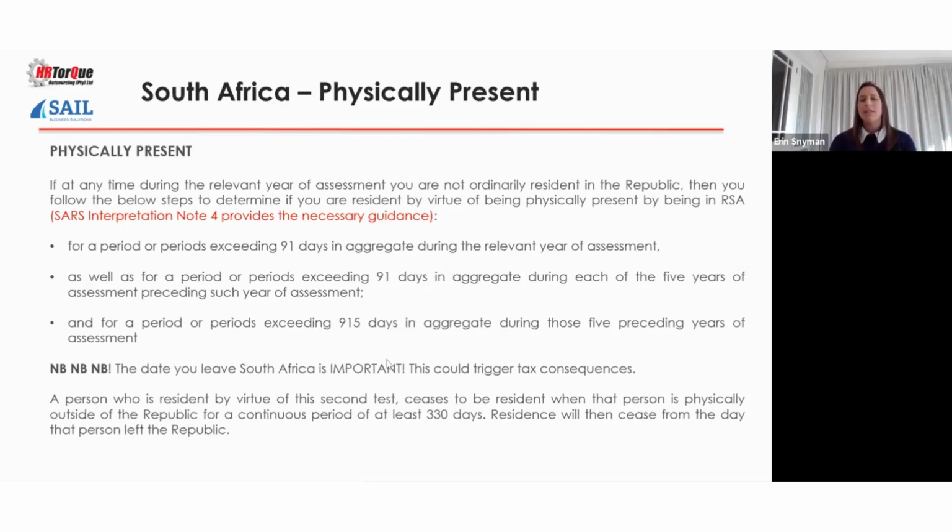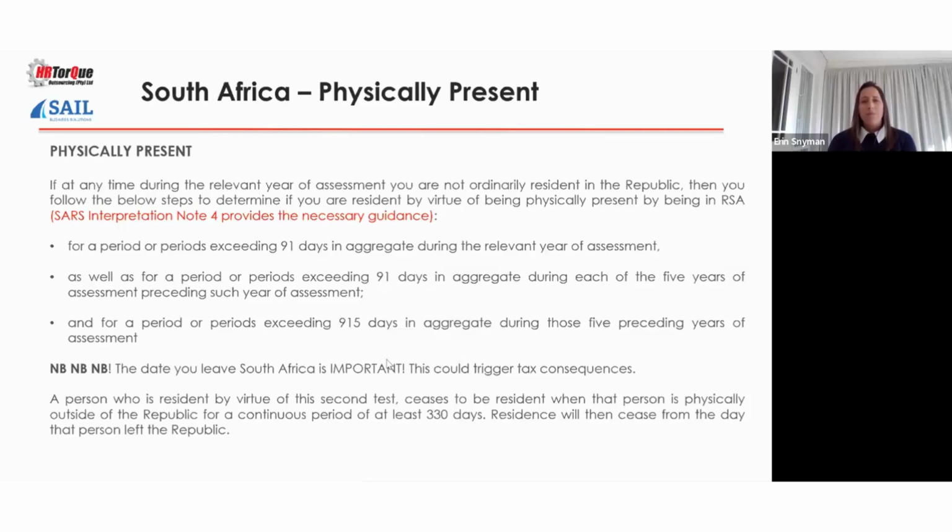Now, the ordinary residence test is a subjective test, so the onus is upon the taxpayer to prove to SARS that you've ceased your residence via the ordinary residence test. The physical presence test is a black and white test. It's about the number of days, so you either meet the requirements or you don't.